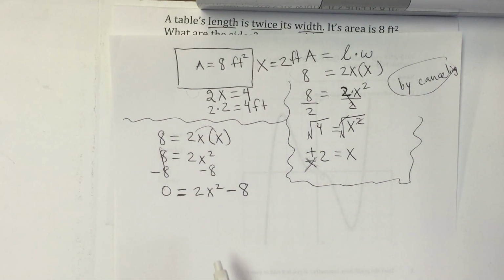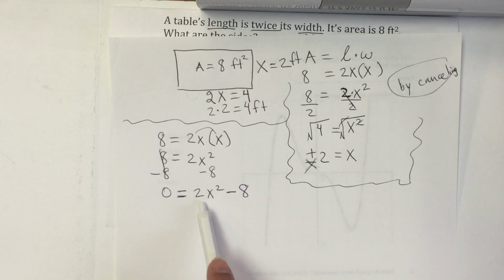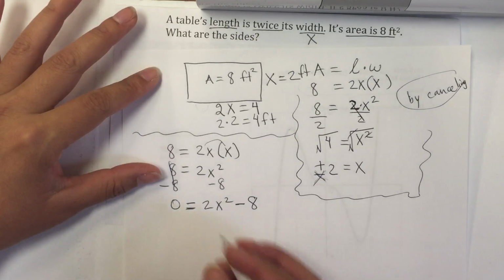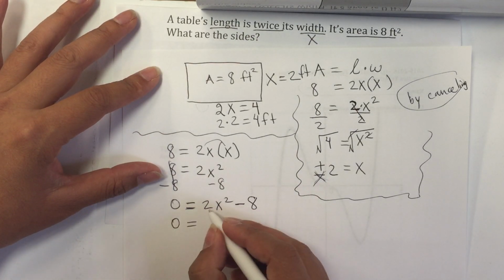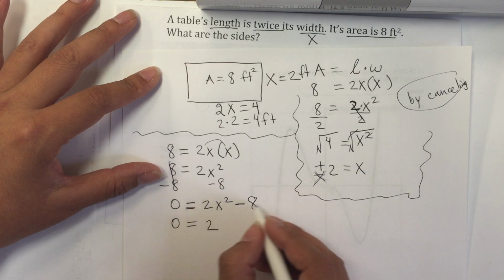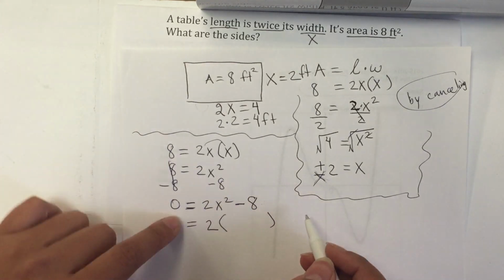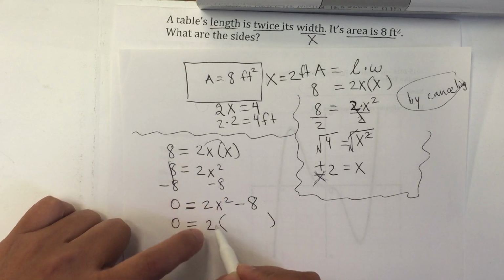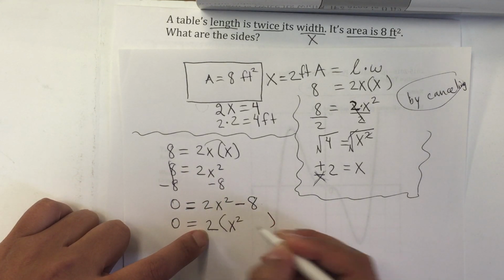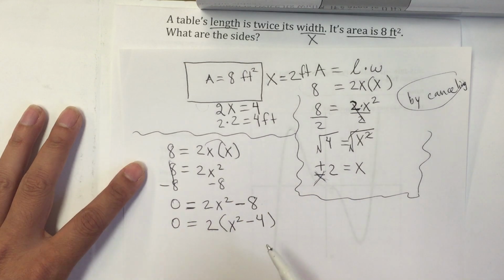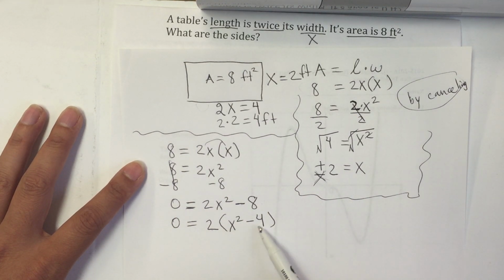And to be able to factor, I need to have these two become a 1. So that is going to happen by taking the greatest common factor. The greatest common factor for 2 and negative 8 is 2. The greatest common factor for the variable, we don't have a variable here, so I can't include it. And now I start to divide. 2x squared divided by 2, that's x squared. Negative 8 divided by 2, negative 4. And I notice that this is a perfect square. It's a difference of squares.